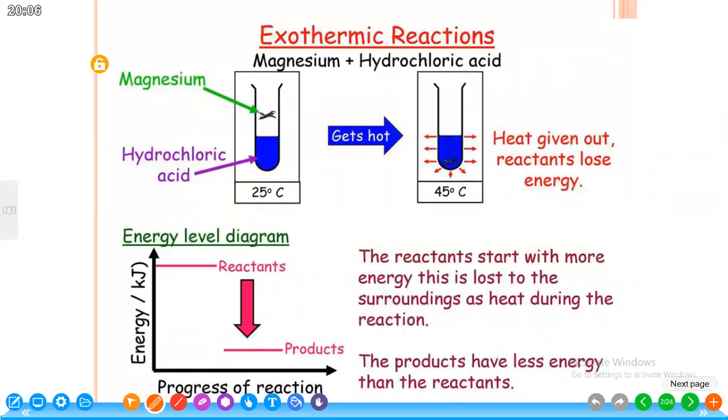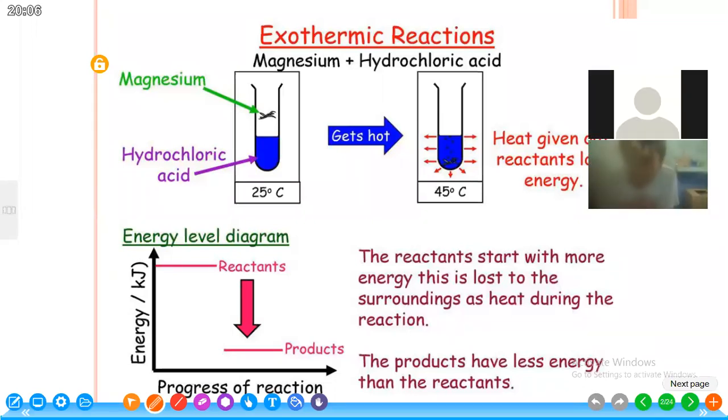We already know that chemical reactions are divided into types such as exothermic and endothermic reactions. Magnesium reacts with hydrochloric acid and forms magnesium chloride and hydrogen gas. At that time the heat is also liberated. So the reactants lose energy, and this energy is lost to the surroundings as heat during that reaction.